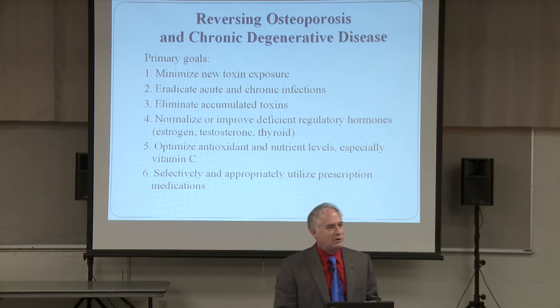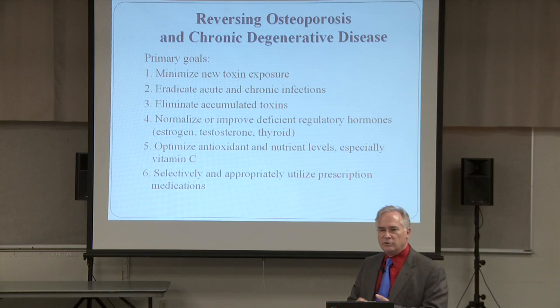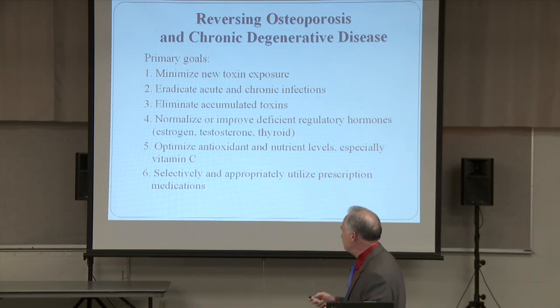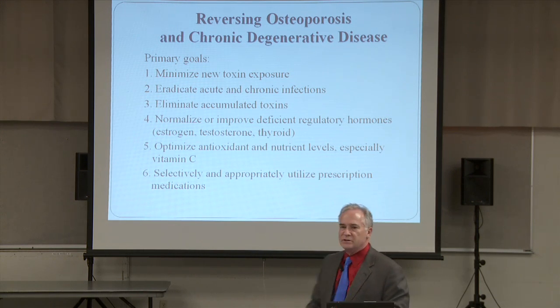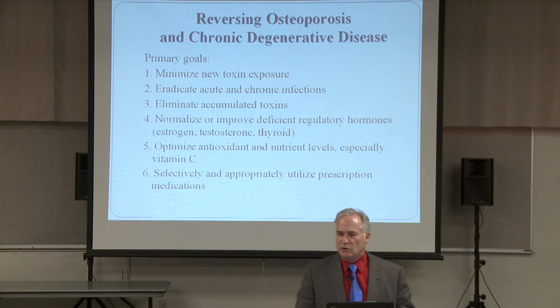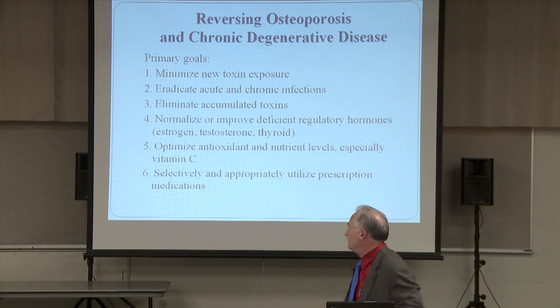Minimize new toxin exposure. I say minimize, you can't eliminate it. You've got crummy food, crummy water, crummy air. You've got toxins that you can't block. Eradicate acute and chronic infections. Sounds simple, but it's not. It has to be a little bit of Sherlock Holmes here because they're not always apparent, but they're very, very significant clinically.